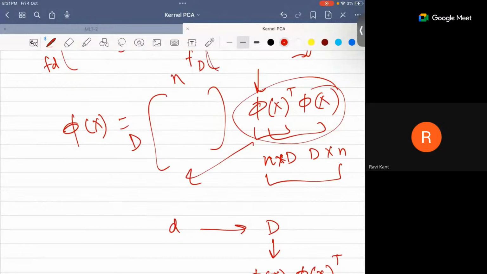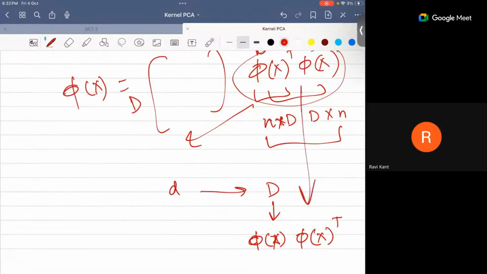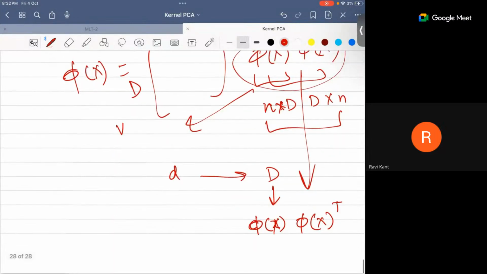But we already know that there is a good relation between these two types of matrices, x transpose x and x x transpose. What is that good relation? If we are getting the eigenvector in the form of a, b here, what will we be getting in the form of?